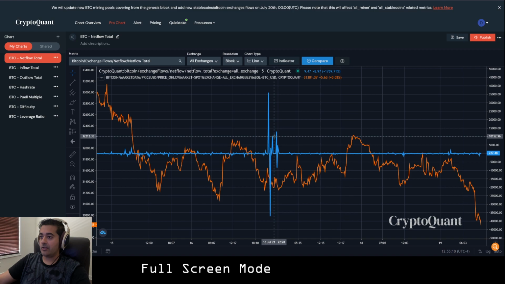But we will see something here. Here you have about 10,000 Bitcoin going on to exchanges. And then after that, you have about 12,000 Bitcoin going on to exchanges. But then we only see about 8,000 Bitcoin leaving exchanges.